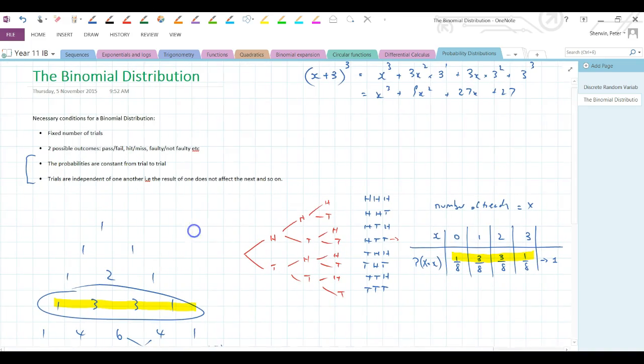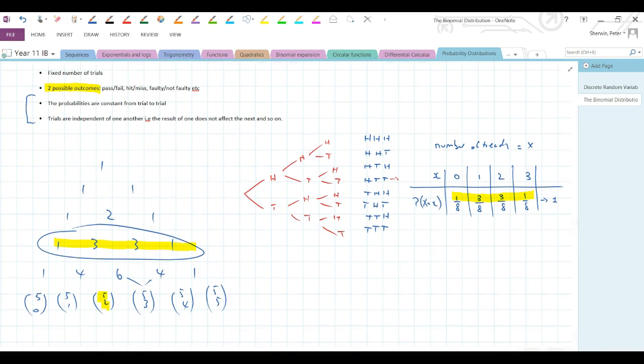And importantly, in binomial probabilities, there are 2 possible outcomes. Typically, it's a pass, fail, hit, and miss. We're going to have a look at an example in a moment of such a situation. There's a fixed number of trials. That's important too. There's 20 attempts, there's 10 attempts, whatever. And the probabilities are consistent from one to the next. They're independent of each other.